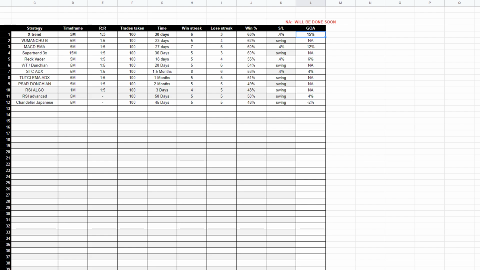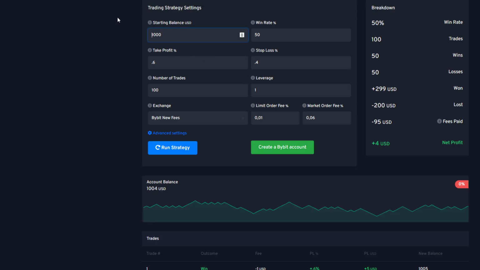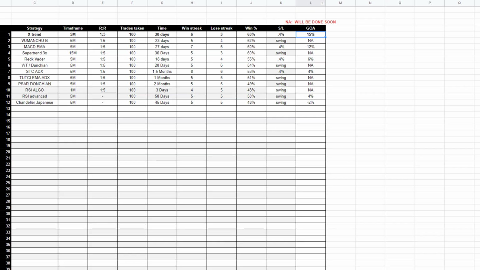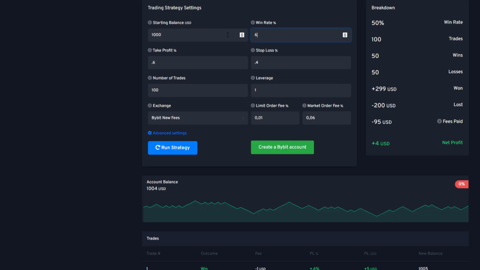So if you use like 10 leverage, if we go here, and you see number of trades 100, with the Bybit new fees, it's 0.01 on the limit order. And we would have a win percentage of 63. And a leverage of 10 would give you an increase of 259% on your account. That's really good.